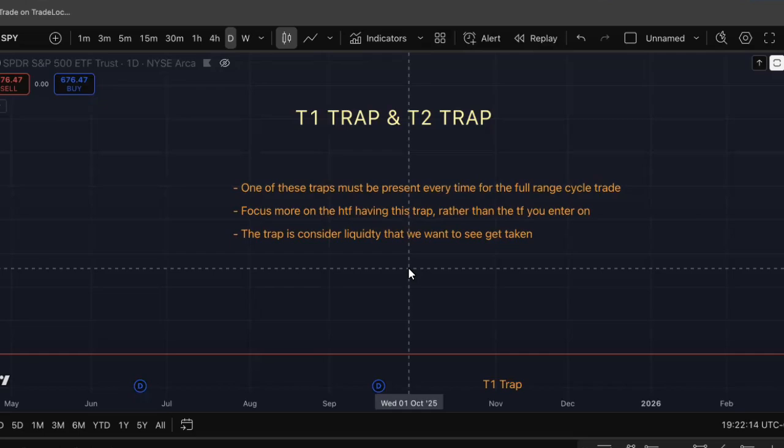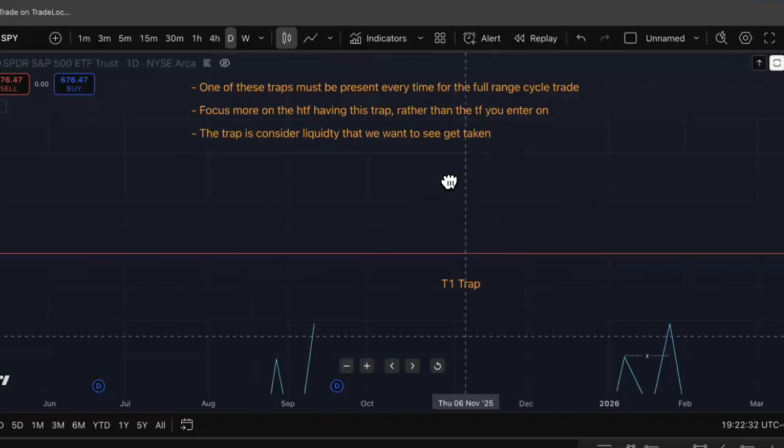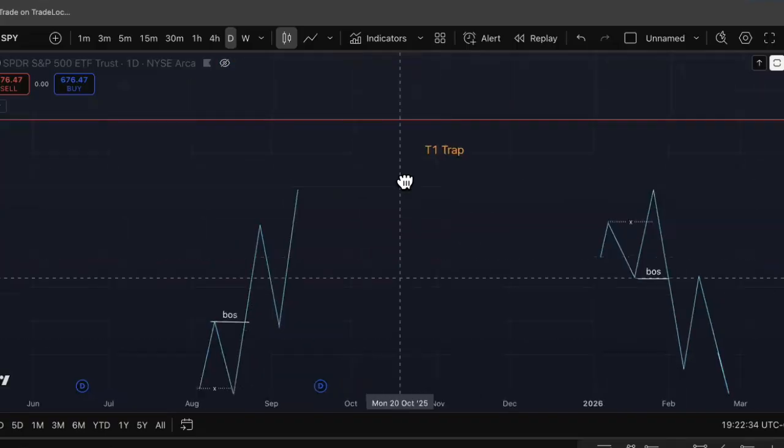Also, the T1, T2 trap is considered liquidity. So before every trade, remember you want to see some liquidity being taken. You want it to grab something. If it doesn't grab the liquidity, I'm not saying it won't work, but it's just not something I would favor personally.